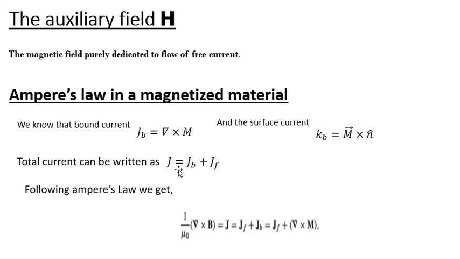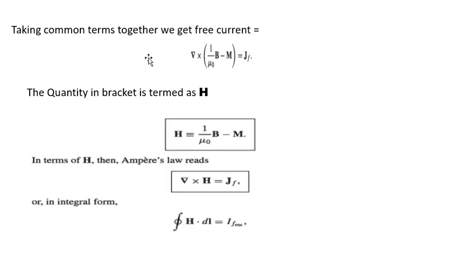The total current can be written as J equal to the bound current plus the free current. Here the free current is due to the actual charges arising from the potential difference we apply. Now Ampere's law states that 1/mu_0 curl of B is equal to the total current, that is, free current plus bound current. Substituting for the bound current, we get 1/mu_0 curl of B equals free current plus curl of magnetization. Taking common terms together, the free current is equal to del cross (1/mu_0 B minus M).